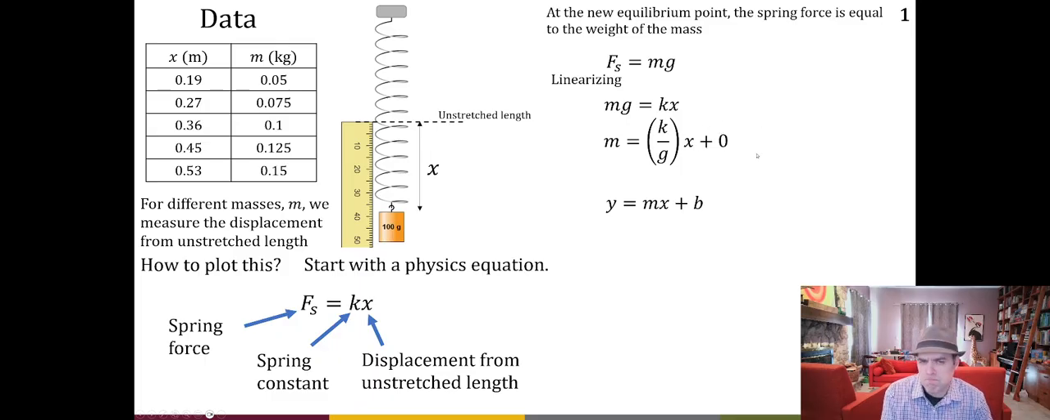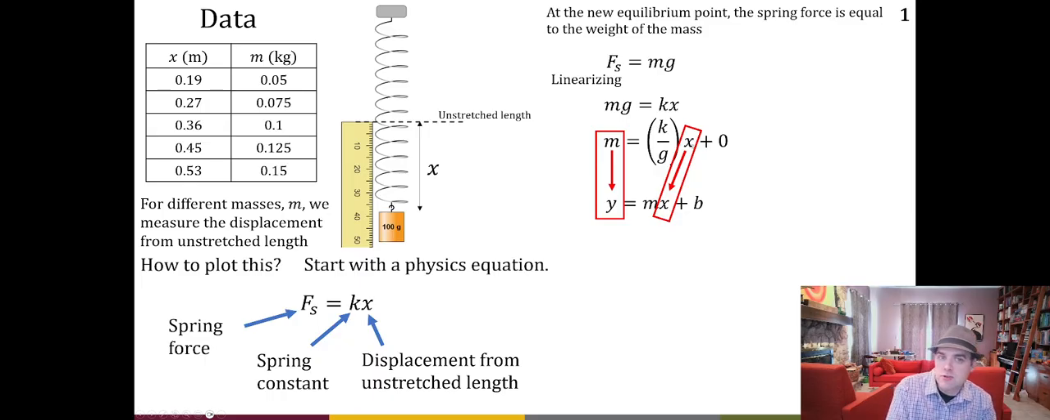And again, we're going to look at our linearization equation, y equals mx plus b. And as we see here, m is in the same position as y. So let's plot the mass on the y-axis, the vertical axis. And x is in the same position as x. So that's a little easier. Now remember, these x's are different. This one stands for data on the x-axis, and this one stands for the distance from its unstretched length, okay? But we're going to plot that distance from its unstretched length on the x-axis, the horizontal axis.